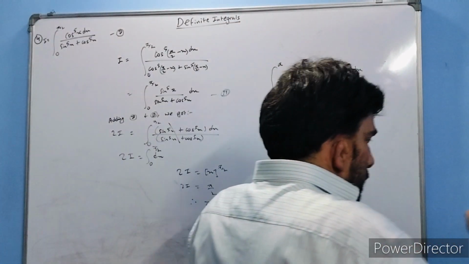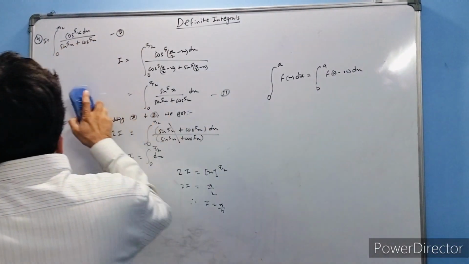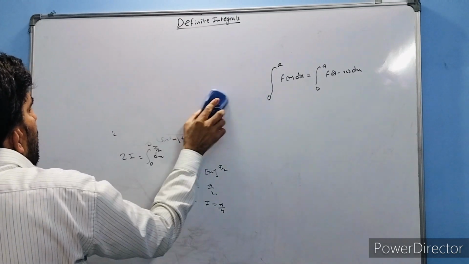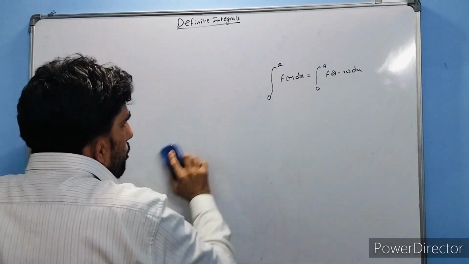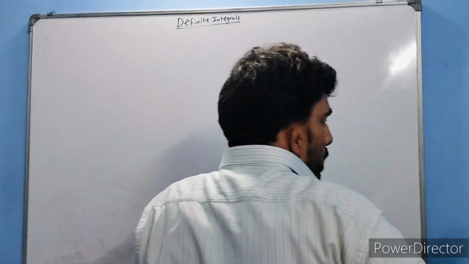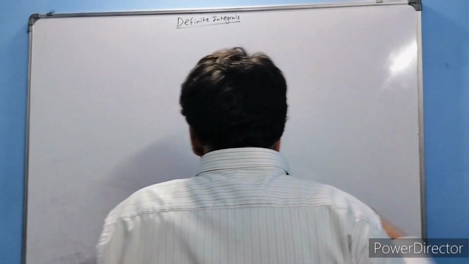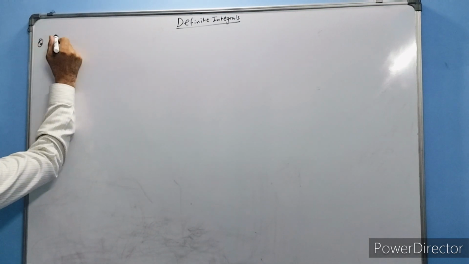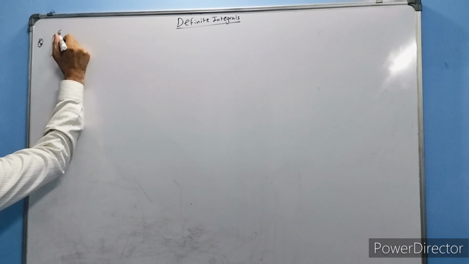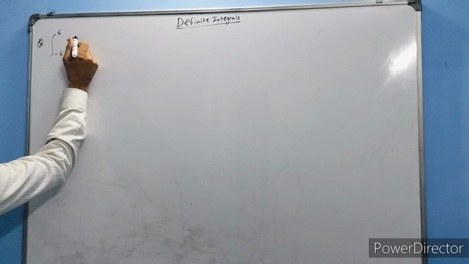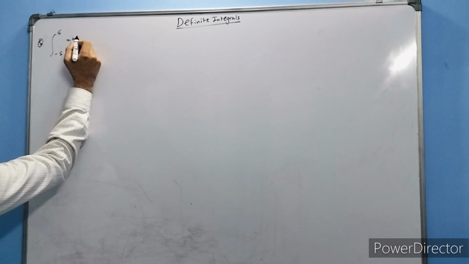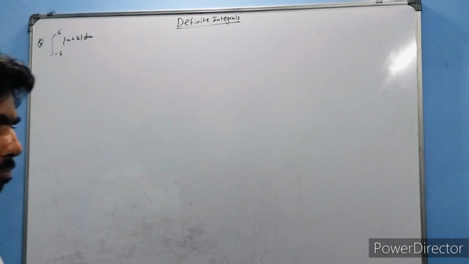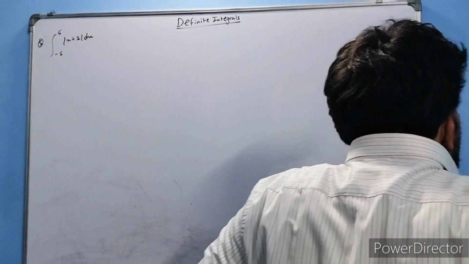Now we'll try to solve the numerical, the fifth one. Let us see how we evaluate the definite integral using properties. So we have this fifth one, the integral from minus 5 to 5 of mod x plus 2, dx. Now we'll see how we can solve this.